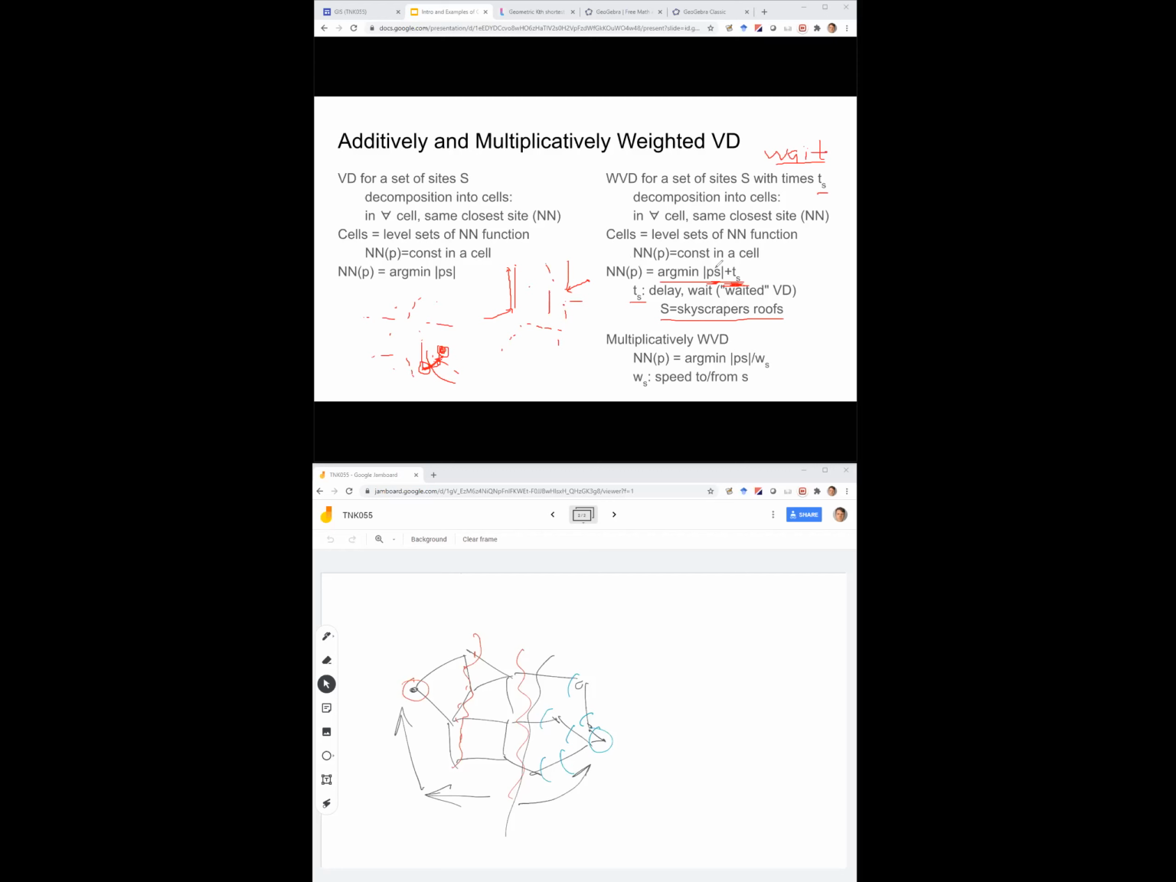So you're adding to the distance to the site, and you can similarly do the multiplicatively weighted Voronoi diagram. Again, you decompose your city or your area into the cells, and within every cell you want to travel to or from the same station, but the weight indicates the speed with which you go to the station, or with which the service from the station reaches you. So again, the same ideas.